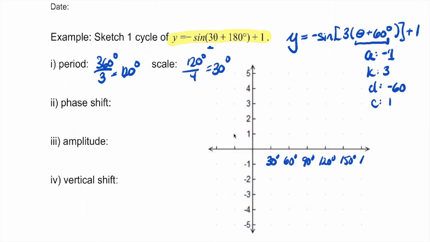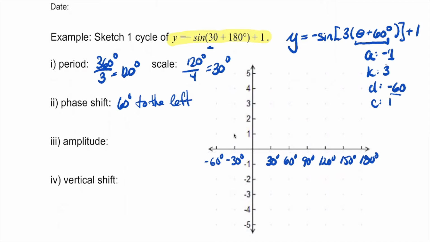And 180, and because I know this graph is shifted to the left because my d value is negative, I'm going to label on the other side as well. My phase shift, so in this case we see that it's going to be 60 degrees to the left since d is negative.